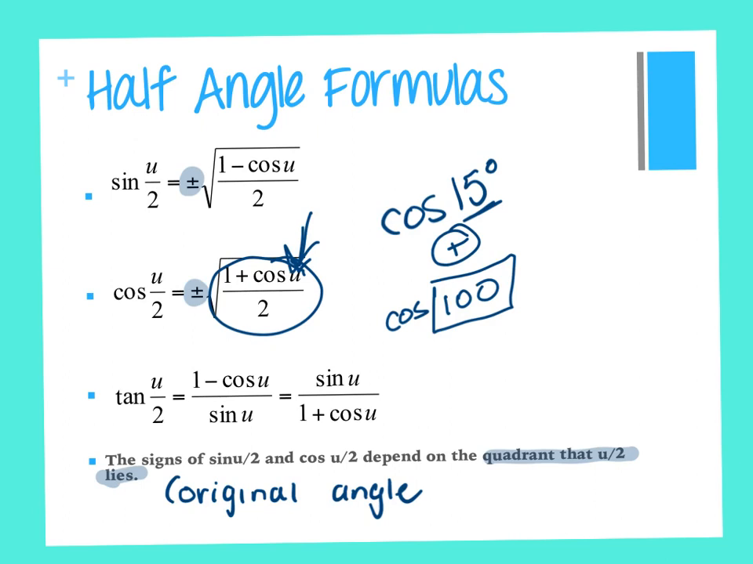Tangent, you don't have to worry about it because tangent works itself out. You use the cosine and the sine, so it figures itself out. But sine and cosine, you've got to pay attention to where the original angle would be, and that's how you pick the plus or minus.